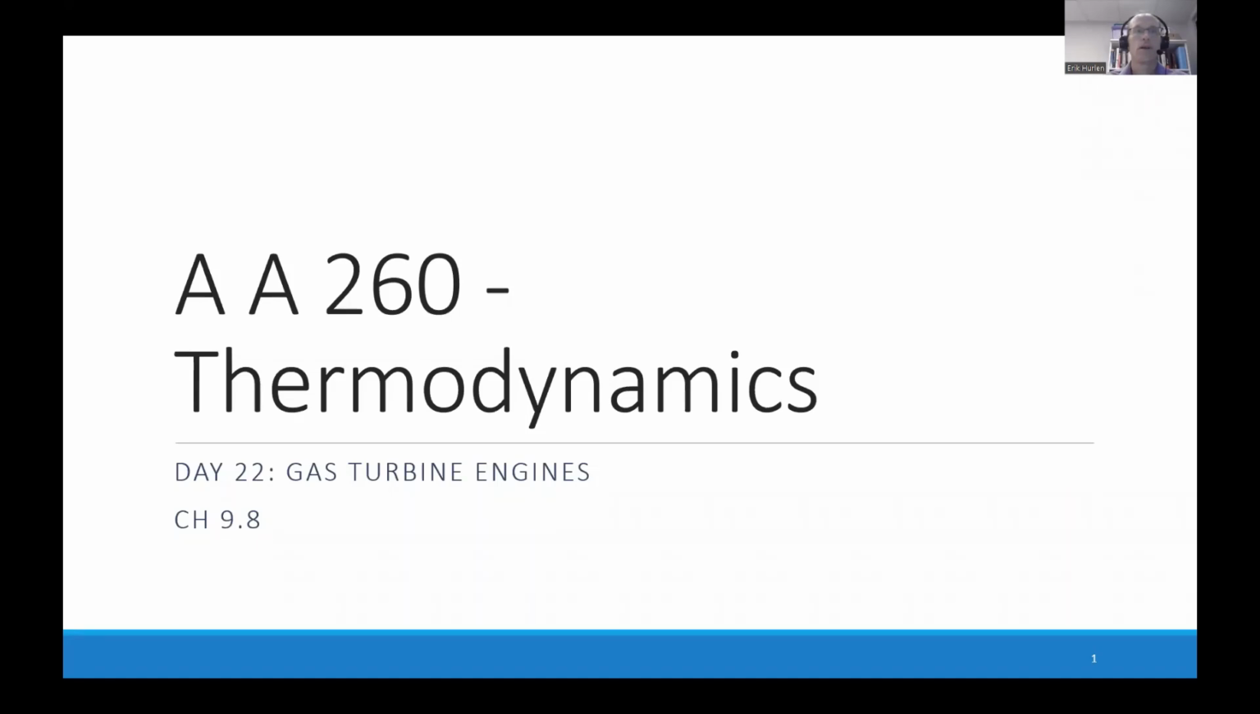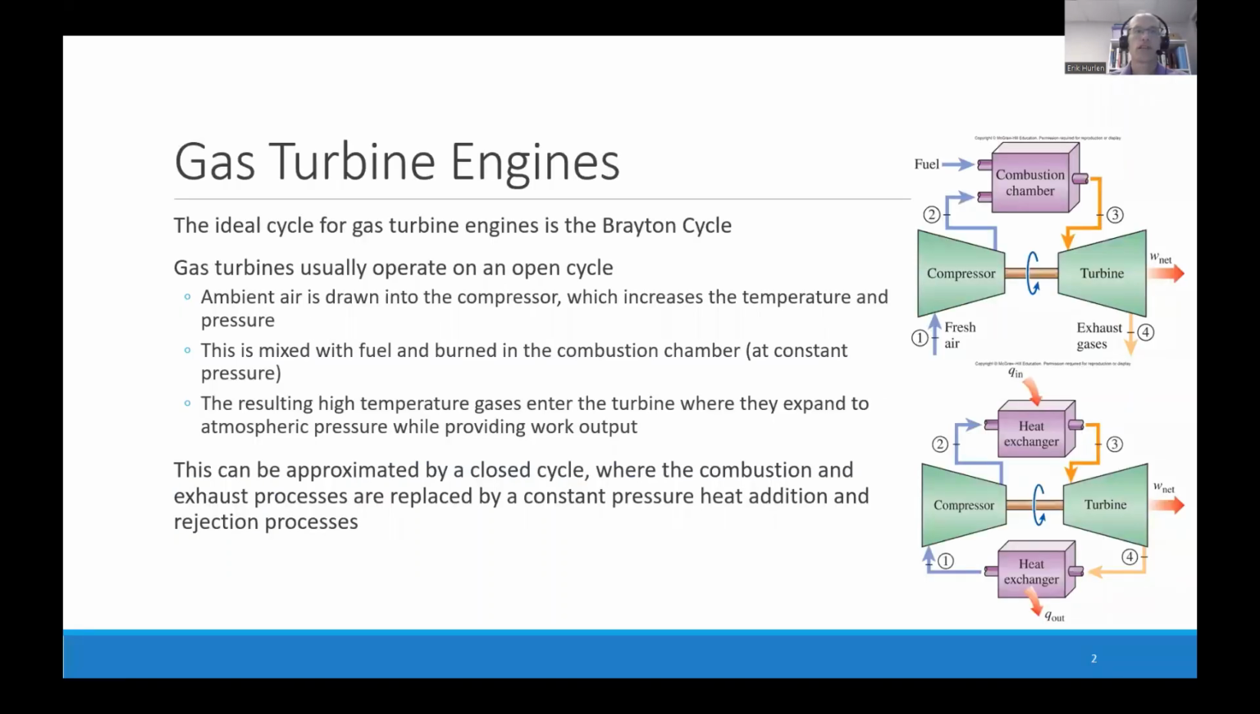In the last video, we saw the idealized versions of gasoline and diesel engines. Today we will see the idealized version of jet engines. These are called gas turbine engines. The idealized cycle representing gas turbine engines is called the Brayton cycle.